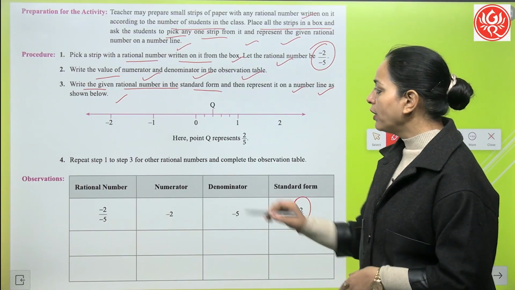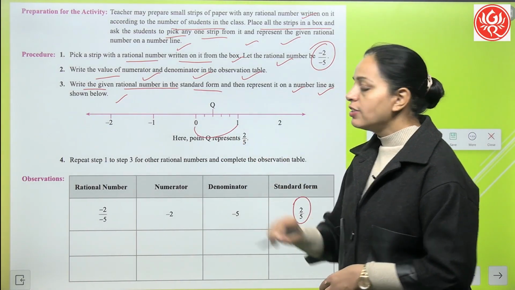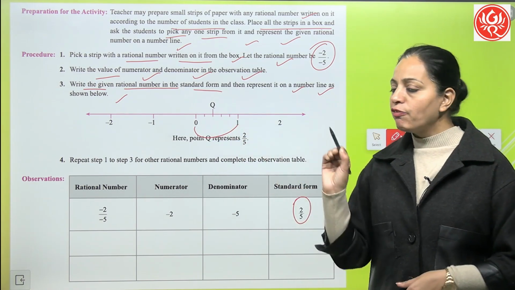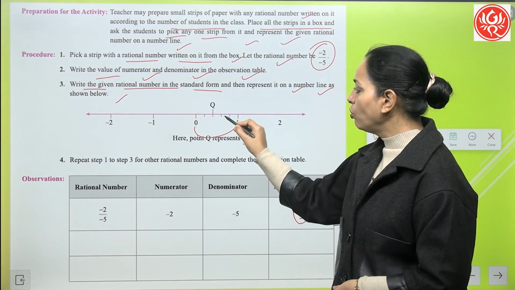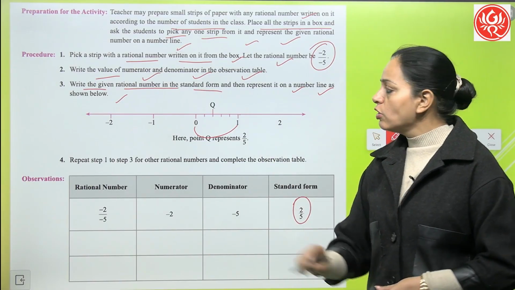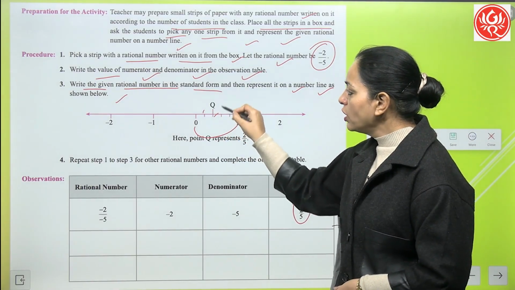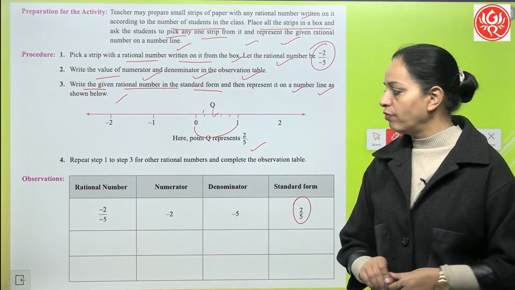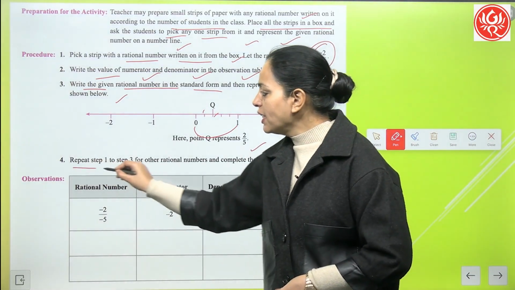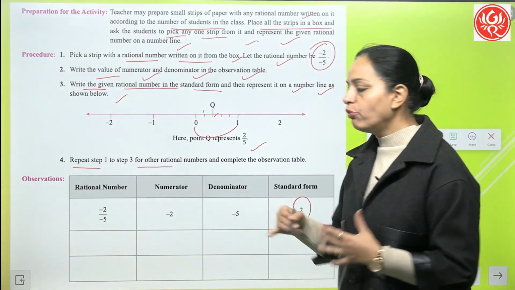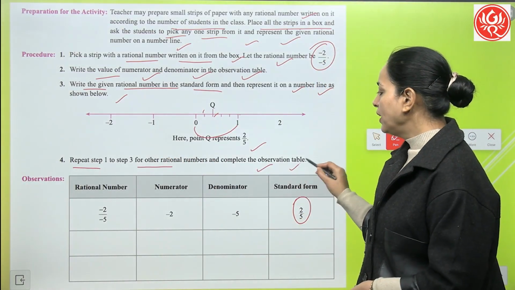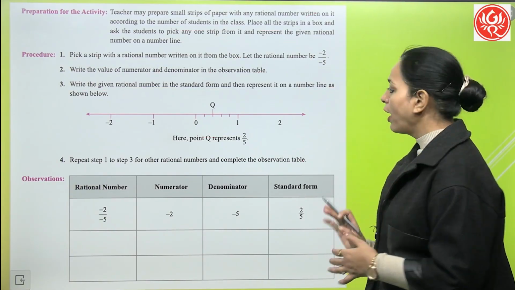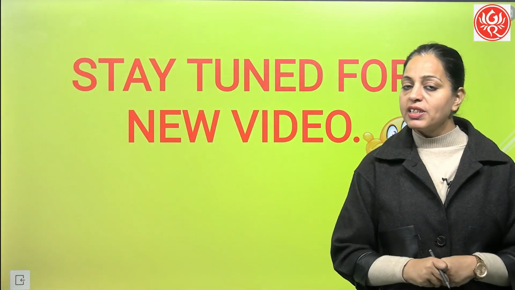So you know very well this number lying between 0 and 1. तो हम क्या करेंगे 0 और 1 के बीच में 5 equal parts 1, 2, 3, 4, 5, right? So 1 and 2. So this point Q represents 2 upon 5. Fine. Now the fourth one, repeat step 1 to step 3 for other rational numbers and complete the observation table. So very interesting. You can try with your friends. So I hope this is clear to you.